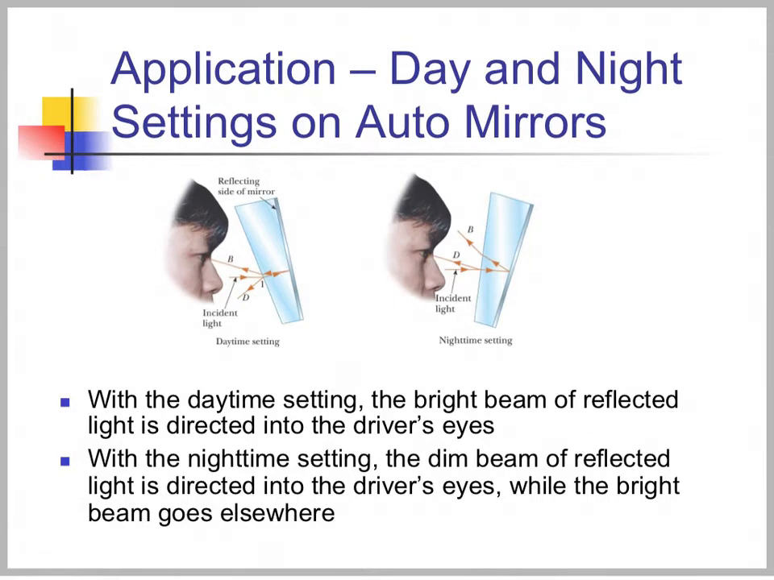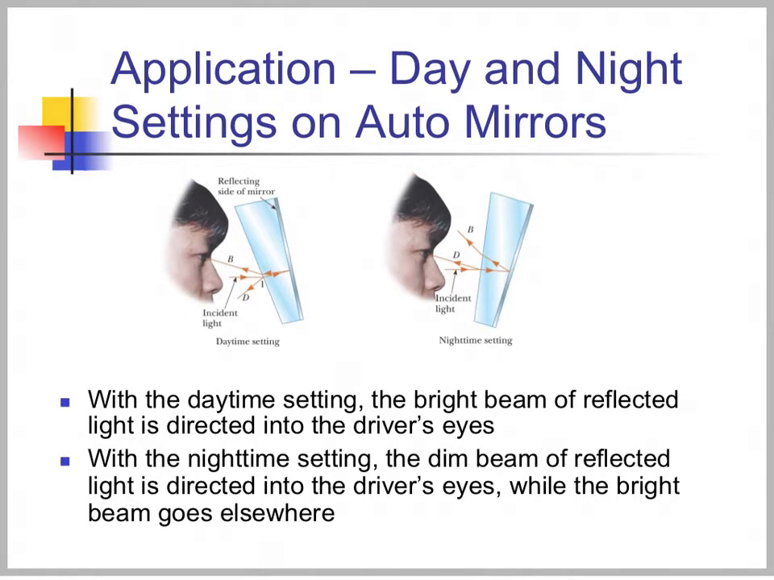And the way it works is the reflecting side of the mirror is behind the glass, and the piece of glass is not the same thickness at both sides. So in the daytime setting, the incident light comes in, is refracted by the glass, hits the mirror, comes back out, and comes into your eye. On the nighttime setting, we tilt this a little bit, and when we tilt it, the incident rays come out above your eye.